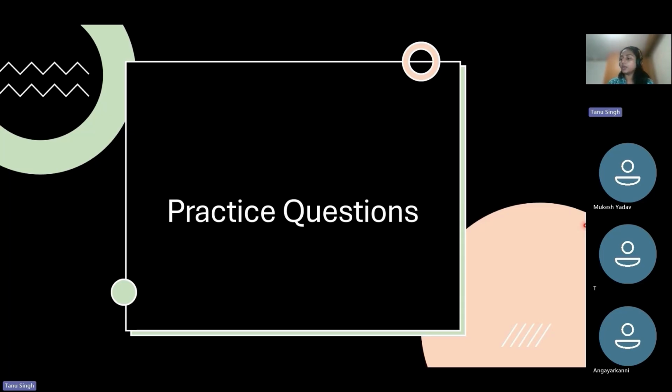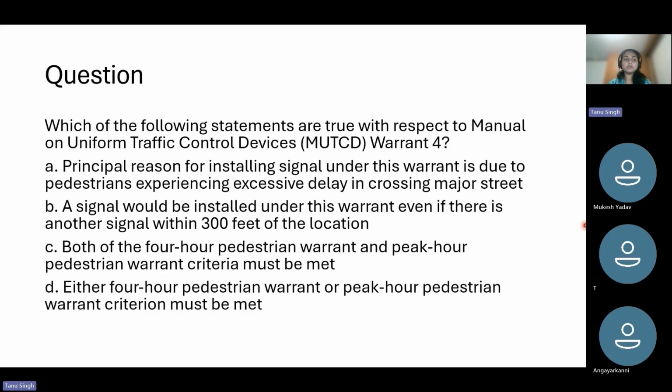Okay, then we can begin with some practice questions. This is the first question: which of the following statements are true with respect to the Manual on Uniform Traffic Control Devices Warrant 4? First statement: the principal reason for installing a signal under this warrant is pedestrians experiencing excessive delay in crossing the major street. Second statement: a signal would be installed under this warrant even if there is another signal within 300 feet.